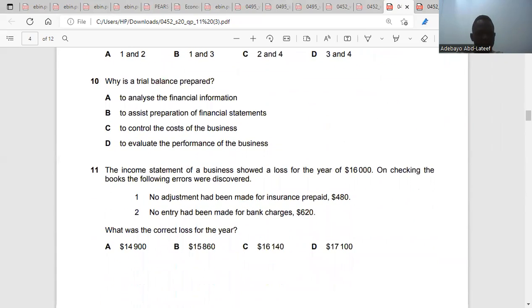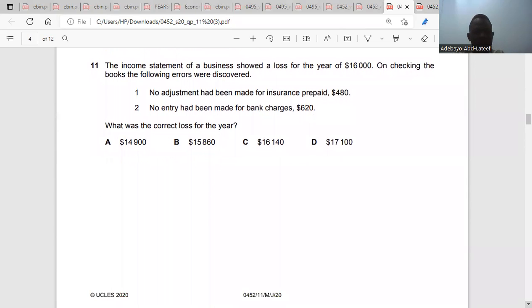We'll go to question 10. Why is a trial balance prepared? A trial balance is prepared to detect errors, and also it is prepared to assist in the preparation of the financial statement. So the answer to question 10 is B.